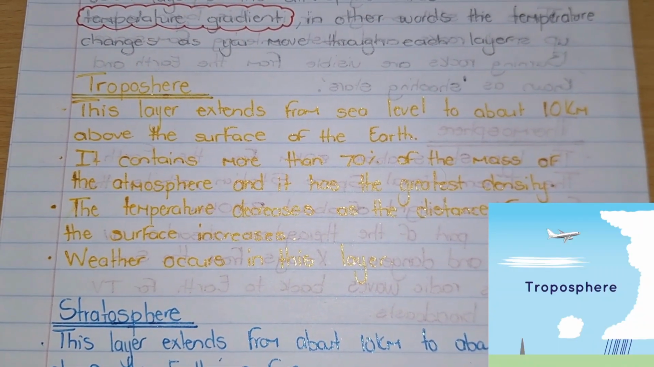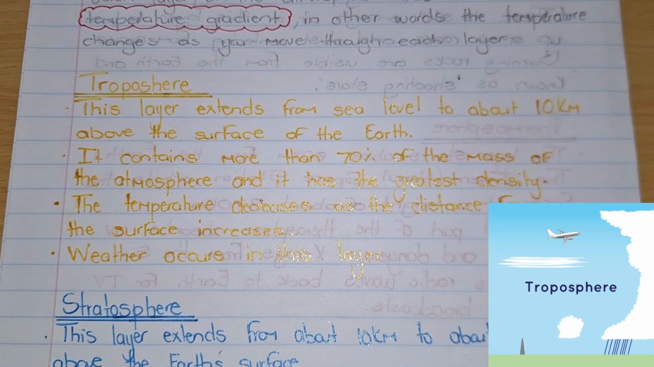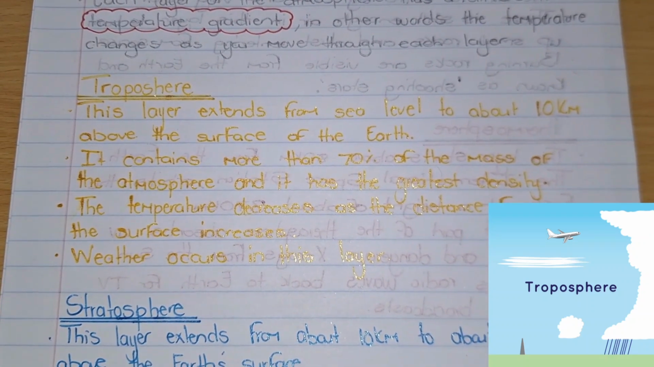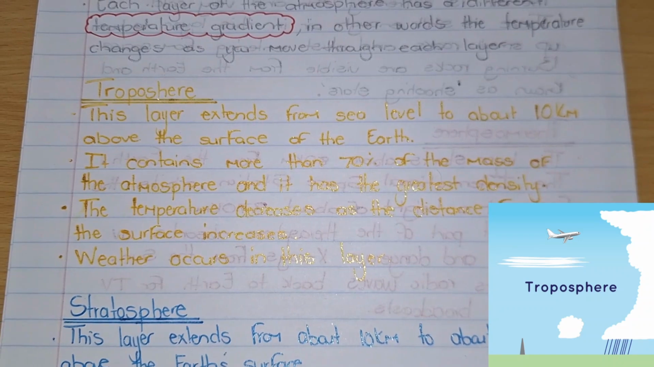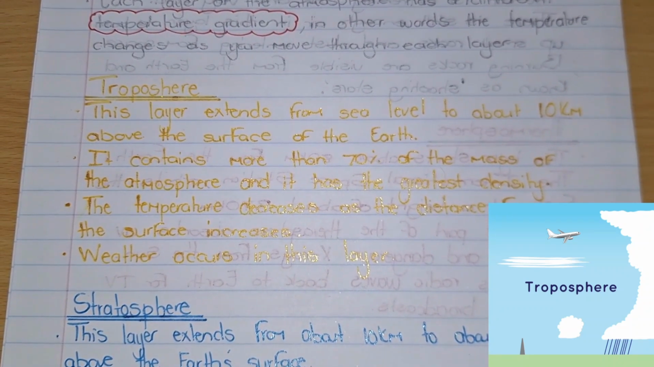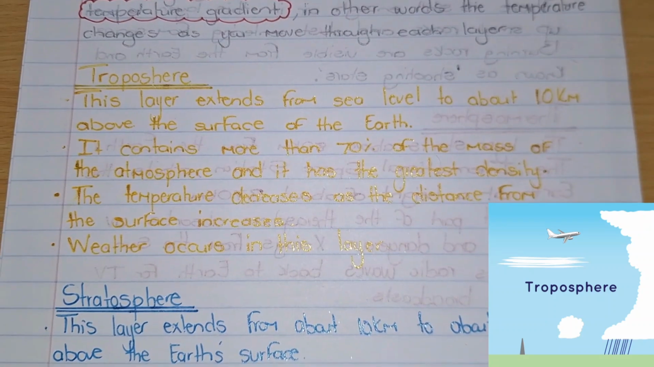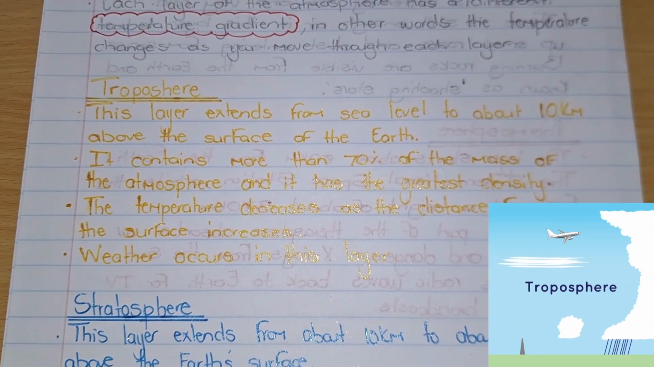Okay, so now we're at the troposphere. This layer extends from sea level to about 10 kilometers above the surface of the Earth. You have done sea level, I think, in geography, so that shouldn't be a problem. It contains more than 70% of the mass of the atmosphere, and it has the greatest density. The temperature decreases as the distance from the surface increases.